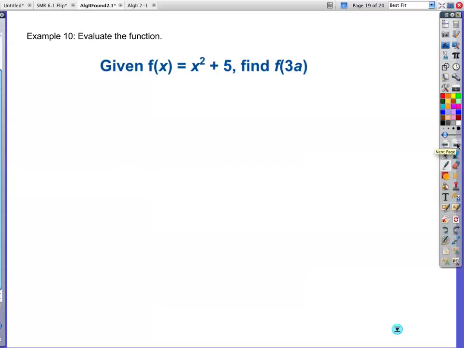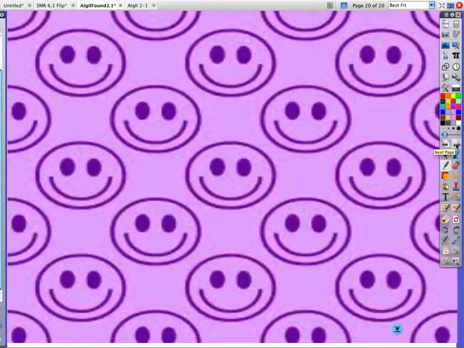All right, this is example 10. I'm going to let you try it and see what you come back with, and we'll double check that. You're on your own on number 10, and that's the end of a very long and very informative lesson.